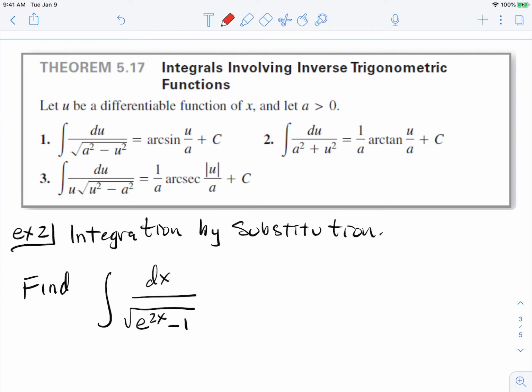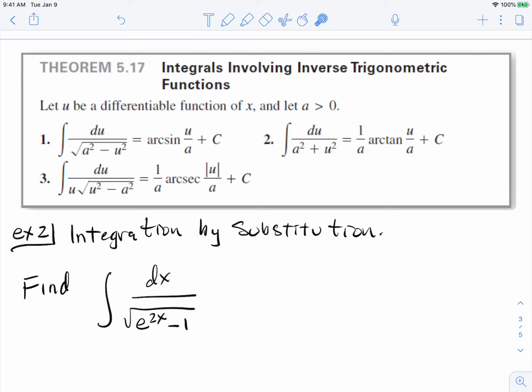Example 2, integration by substitution. It says find the integral of dx over the square root of e to the 2x minus 1. Again, we're going to look at the given problem and try to match it to one of the structures that are given in this theorem 5.17.